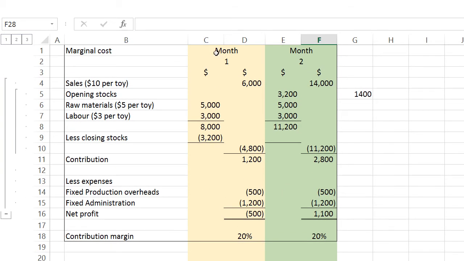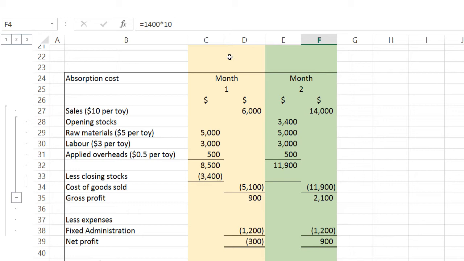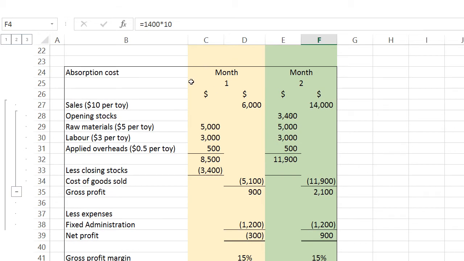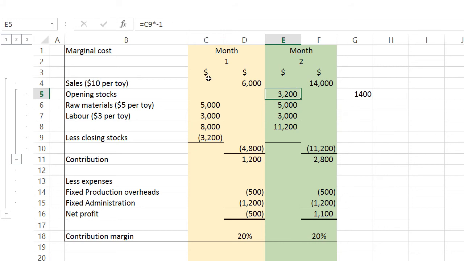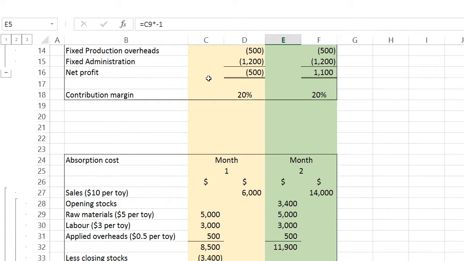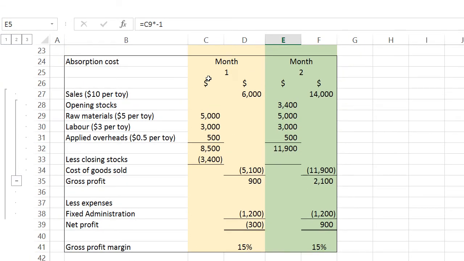Okay, exactly the same as you can see here. Right? Okay, the opening stock of course is slightly different. Why is that different? It's different from the marginal method because for the absorption method, stock values have a component of fixed overheads. That's why the cost per unit for the absorption method will tend to be a bit higher compared to the marginal method.